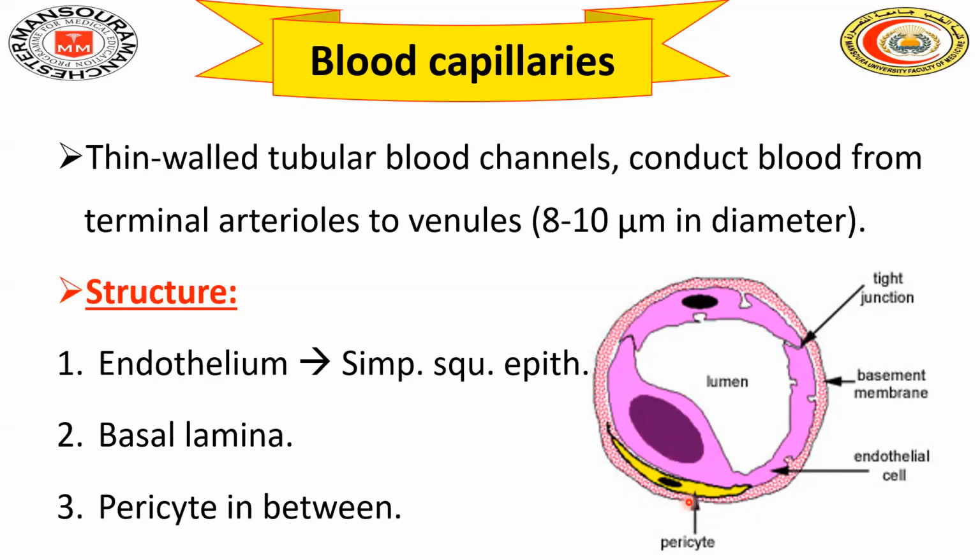In between, we have a pericyte. This is a cell present in between the endothelium and its basal lamina. This is called the pericyte. So the wall as a whole is endothelium underlined by basal lamina. In between, we have a cell called the pericyte. This cell is considered the primitive or undifferentiated cell. This is the structure of the wall of the capillaries.